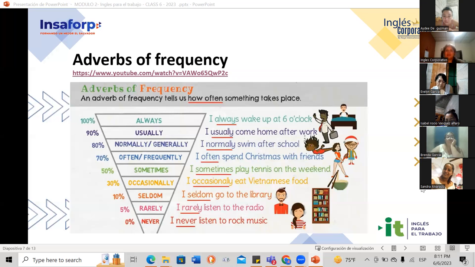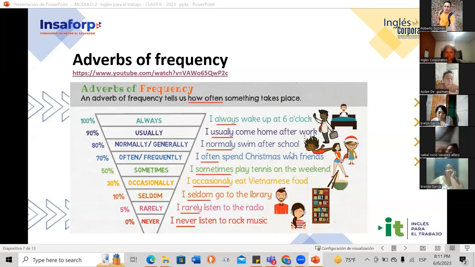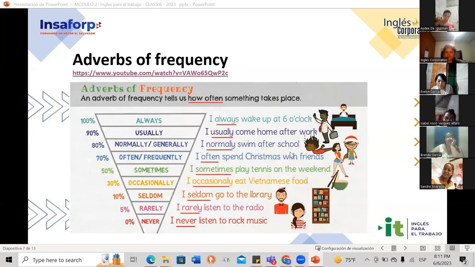Who wants to read the sentences? ¿Quién me quiere leer las oraciones? Okay, Robert. Go ahead, Robert. I always wake up at 6 o'clock. I usually come home after work. I normally swim after school. I often spend Christmas with friends. I sometimes play tennis on the weekend. I occasionally eat Vietnamese food. I seldom go to the library. I rarely listen to the radio, and I never listen to rock music. Okay, very good.